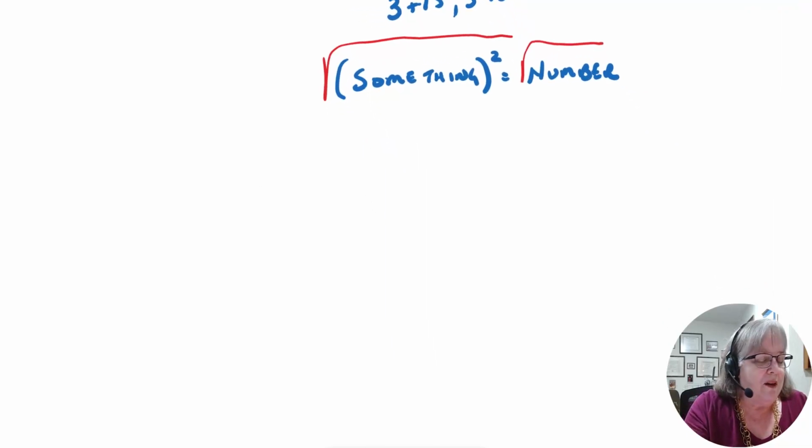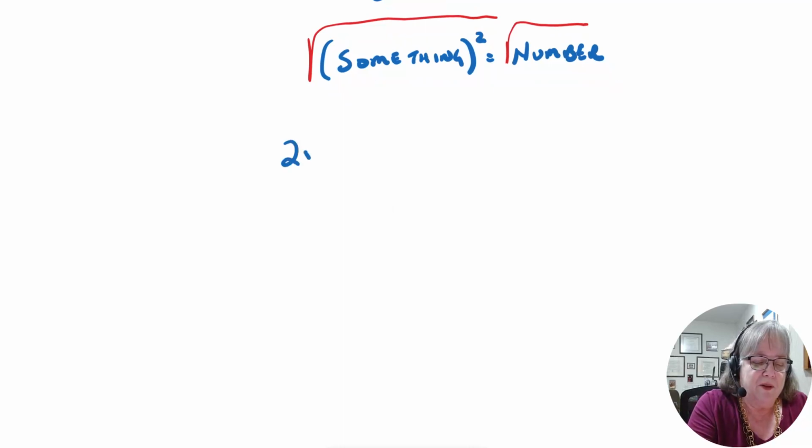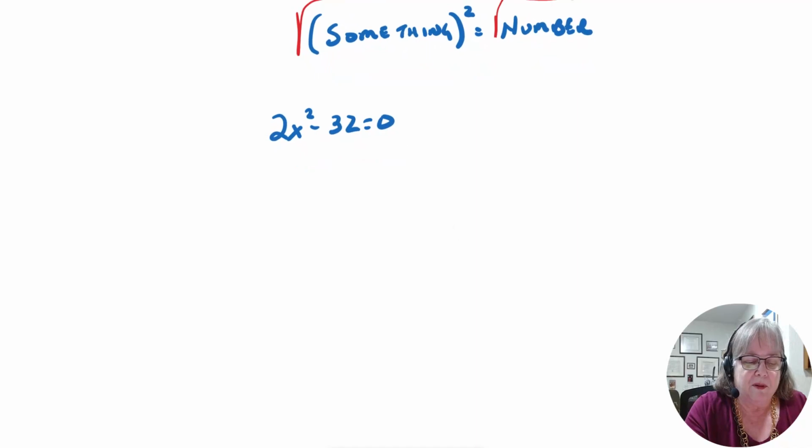So let's try, what if you have 2x² − 32 = 0? You go, well, it's kind of, sort of, almost a square. It kind of looks like it might be the difference of two squares. Let's see what we can do. So let's try for that square root method.